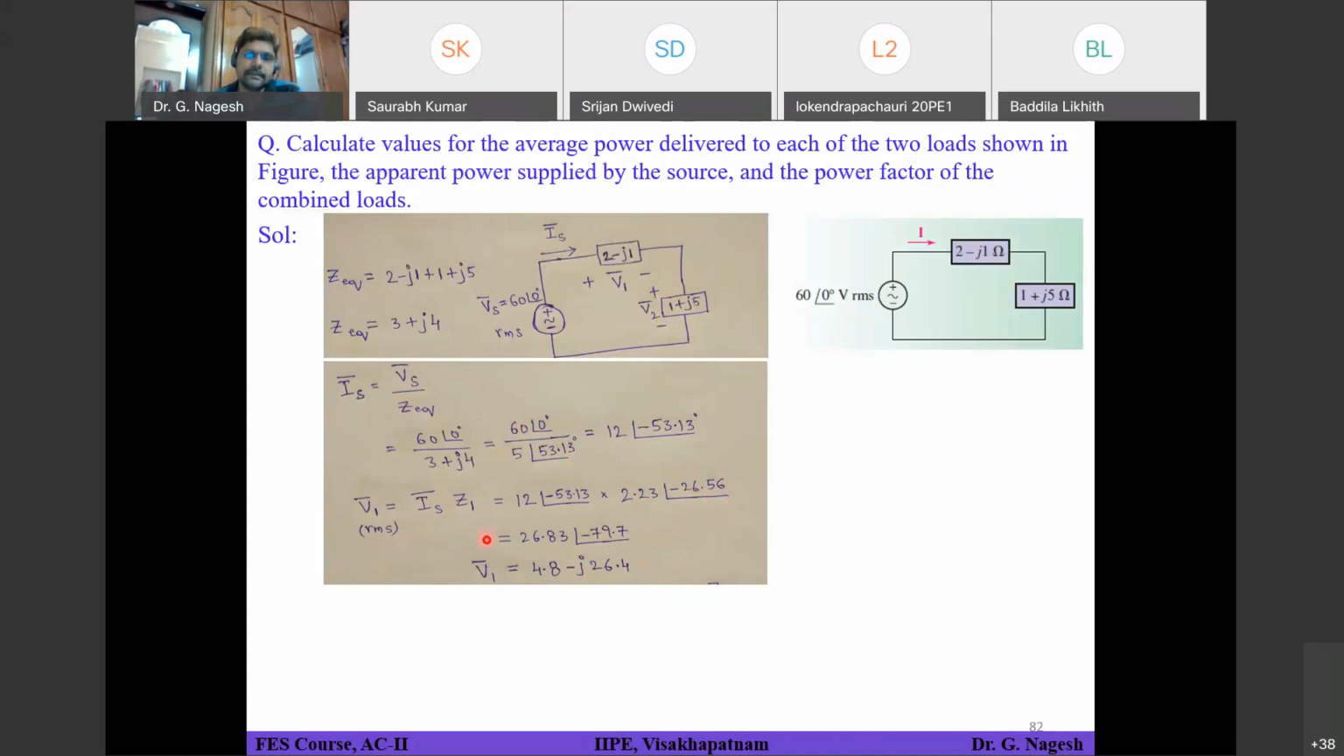Because in the question they have asked to find out the average power for load 1, that's why you have to calculate voltage V1 also. Now, what will be the value of power P1, I mean, consumed by this load 2 minus J1? How to do that? Can anyone say what is the average power consumed by the 2 minus J1 ohm load?